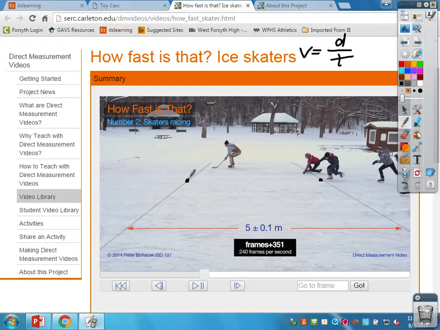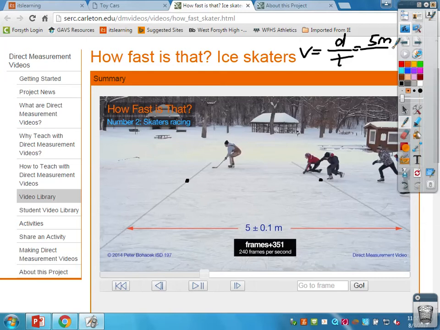The plus or minus 0.1, we will always ignore that. That is to help us do some extra error analysis because it might not be a perfect measurement. It's probably not 5.0000. I mean, we never have that. But in our course, we don't have to worry about adding in the error analysis at all. So I just basically know this skater's going to go 5 meters. I know that. That's the only distance I can measure.